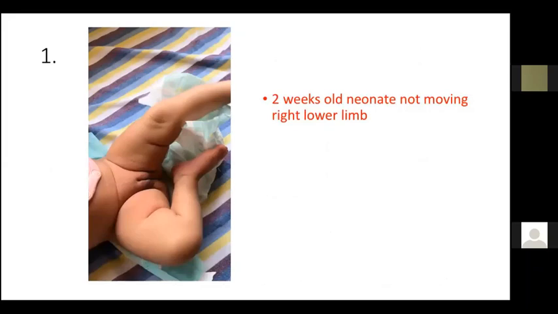So who is the next person? Jisham. This is a 2 weeks old neonate. He came with a complaint that the mother says that the child is not moving the right lower limb. What inference can you make out of it?